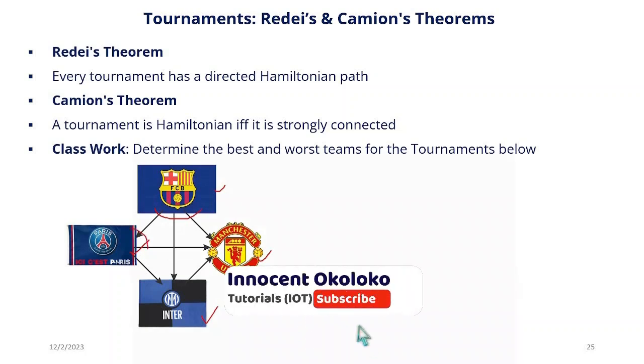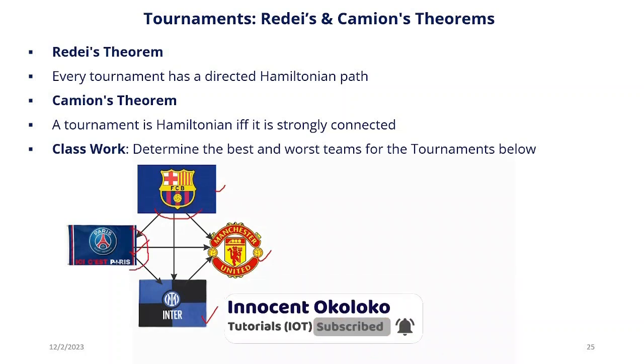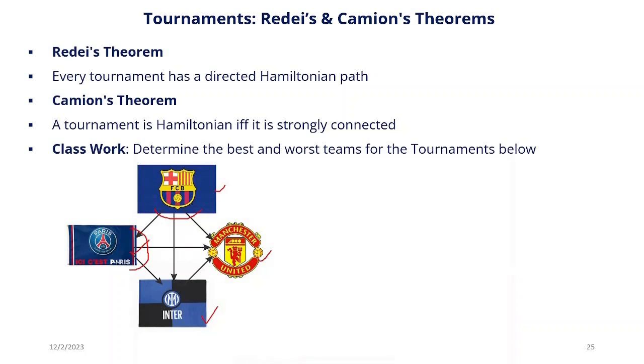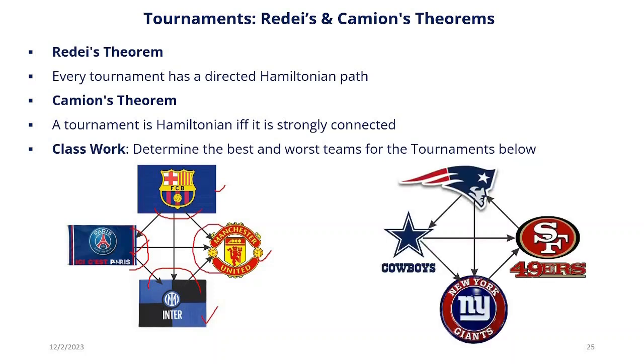PSG is winning 2 matches and losing 1. Inter is losing 2 matches and winning 1. And Man U doesn't seem to be doing fine in this tournament. Now, based on the explanation I've given here, can you determine which teams are winning or losing in this NFL league? Try that and let's see.